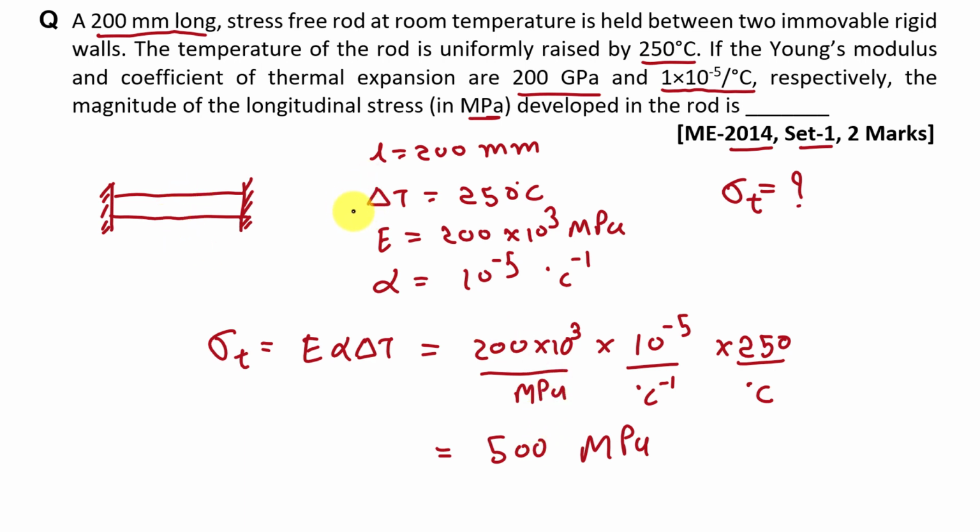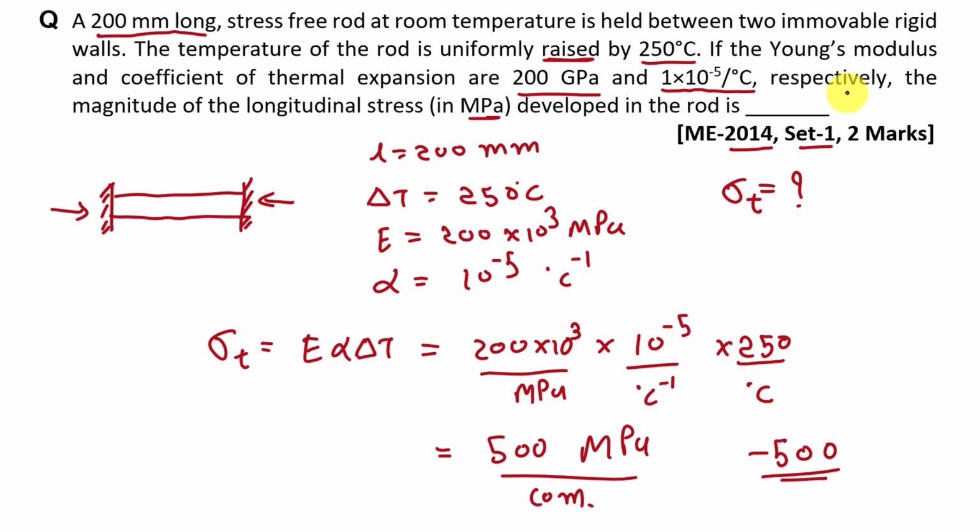Now understand one thing, that here we are increasing the temperature, so the length of this rod is going to increase, and by the wall there will be compressive reaction on both sides of this rod, and due to this compressive reaction there will be compressive stress in this rod. Means actually this stress will be compressive stress. So we have to take this value as negative 500.